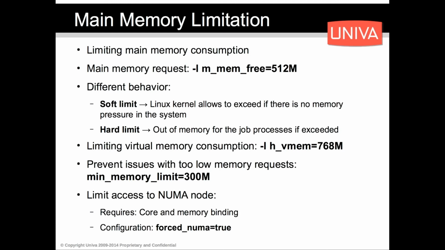In order to prevent such issues, you can configure in the cgroups configuration we saw before the min memory limit value. This memory limit is applied to all jobs if a job had requested lower memory. So in our example, when you are requesting 1 megabyte, the request is still visible in qstat, but on the execution daemon side, the job gets a limit of 300 megabytes set.